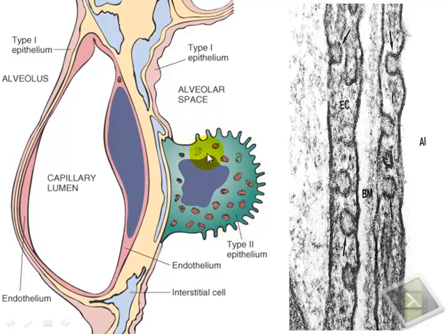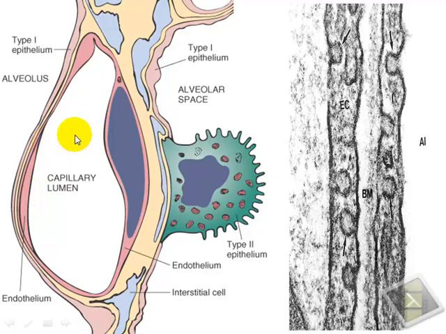It is basically a type 2 epithelium, a granular cytoplasm, large nucleus. They have villi over their surface, which increases its surface area. And you have here on the left side of the screen this capillary lumen, which is of course lined by endothelium. All the blood vessels are lined by endothelium.